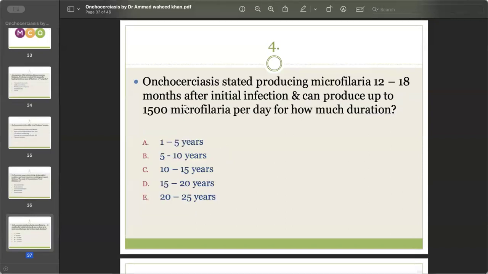MCQ number four. Onchocerca starts producing microfilariae 12 to 18 months after initial infection and can produce up to 1500 microfilariae per day for how much duration? Option A, 1 to 5 years; option B, 5 to 10 years; option C, 10 to 15 years; option D, 15 to 20 years; option E, 20 to 25 years.